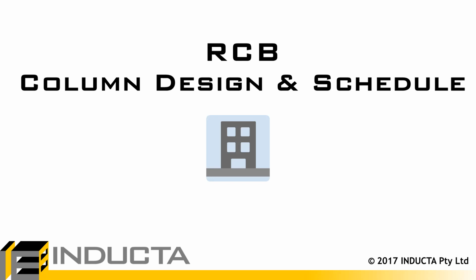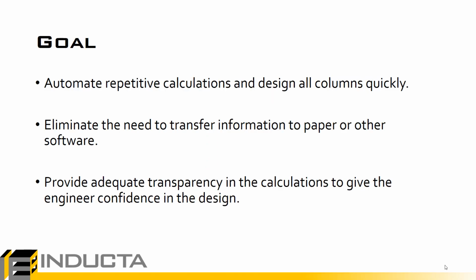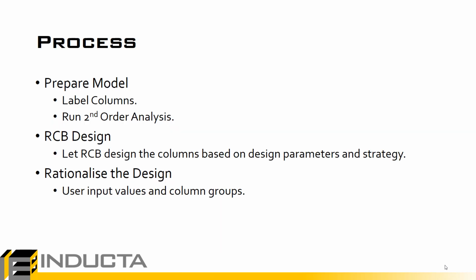RCB reduces the time required to design and schedule columns by automating not just the design calculations, but the entire design process. The user is provided with enough transparency to give them confidence that they are achieving the most efficient design possible. Design and scheduling for large buildings is reduced from weeks to days, and for small and medium buildings from days to hours. The column design and schedule process in RCB has a few parts.